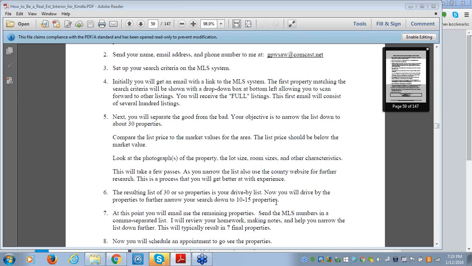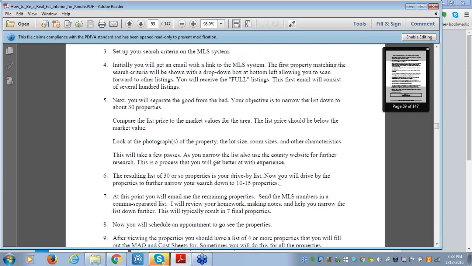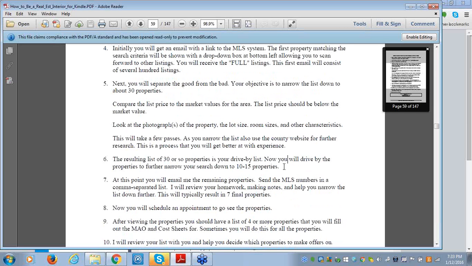So let's say now you're down to the final set of properties. You've done some initial analysis. You know the property is priced right to be able to remodel and sell for profit. Now you're going to go look at the final batch of properties and do analysis.